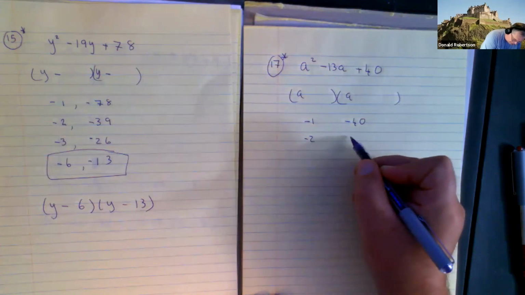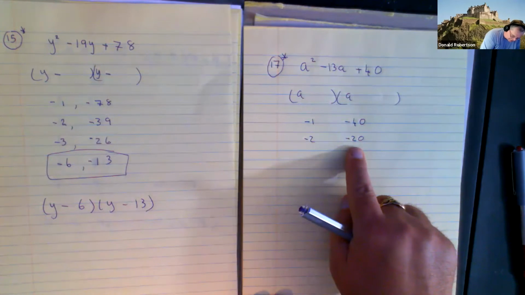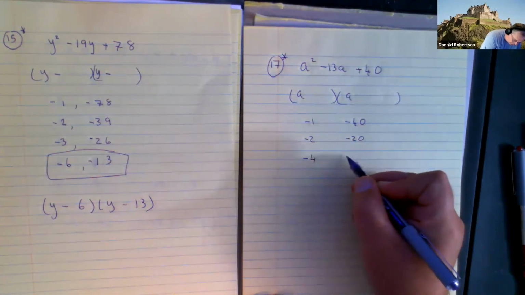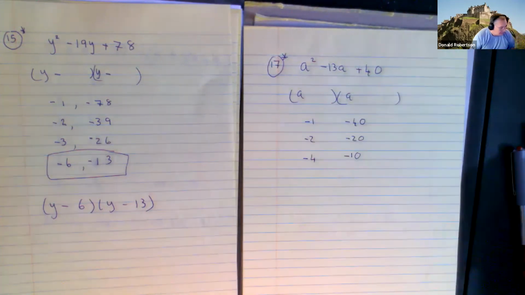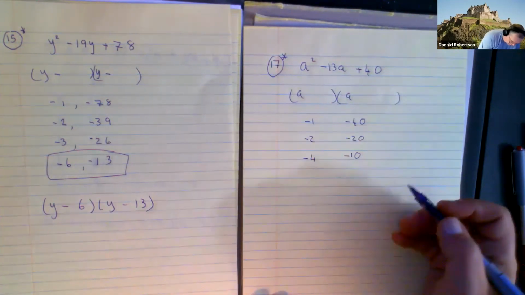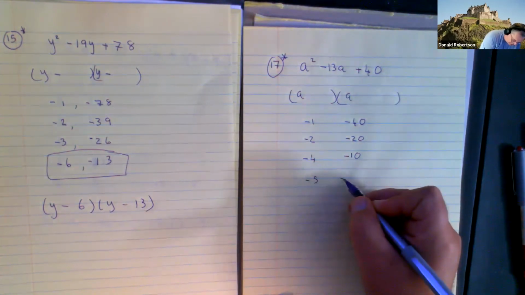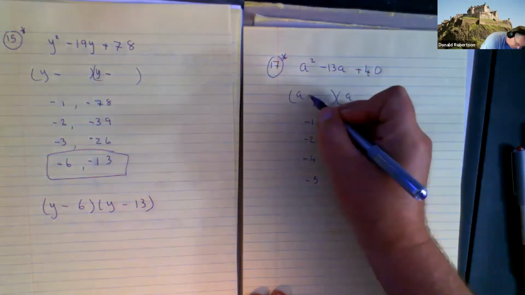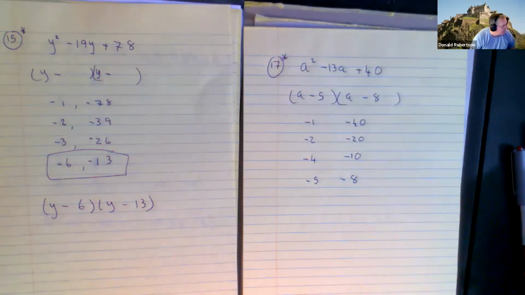Negative 2 gets me negative 20. And those two don't add up to negative 13, neither do those two. I guess the next one I've got is negative 4 and negative 10. That one doesn't work. I think I've got negative 5 and negative 8. And that one does work, because those two do give you negative 13.